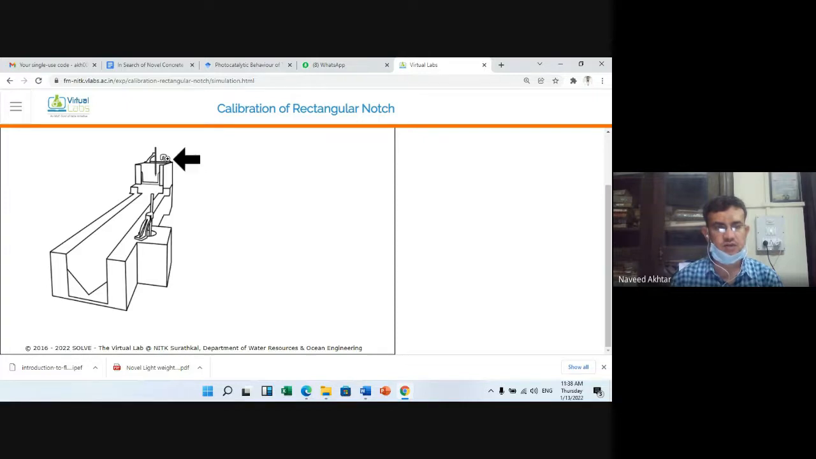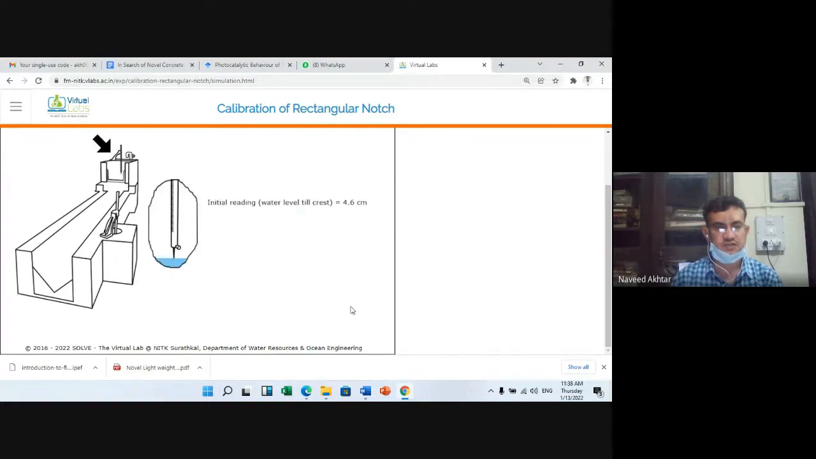We'll open the knob, by clicking the knob here, rotating the knob, opening the discharge. Then we open next. When the water has started, the initial reading till the crest is 4.6 centimeters. Note it down. Then we have opened this, and again we are taking the reading, 4.6 initially, finally 9.16.